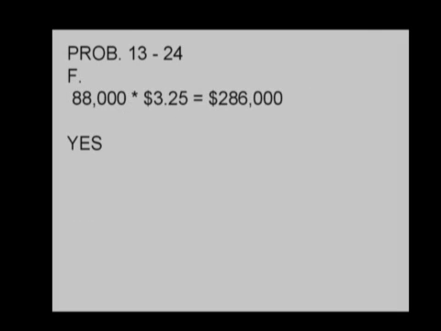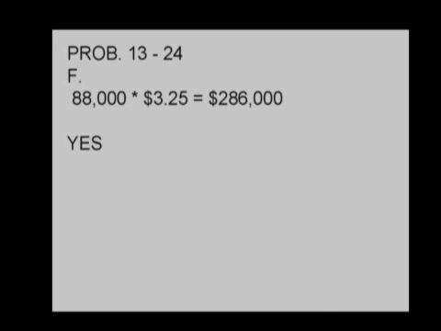Finally, in Part F, they ask you to calculate the fixed manufacturing overhead applied to work in process. You simply take your $3.25 per hour, multiply that by your 88,000 hours, and you get a total of $286,000.